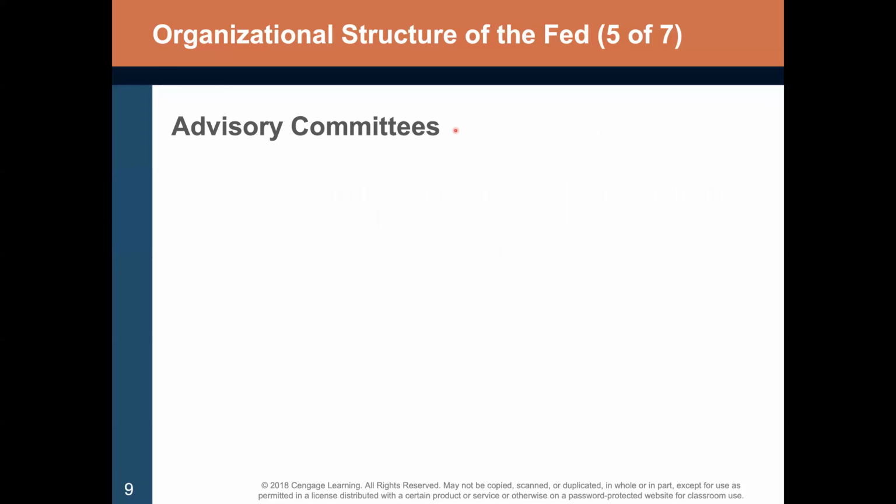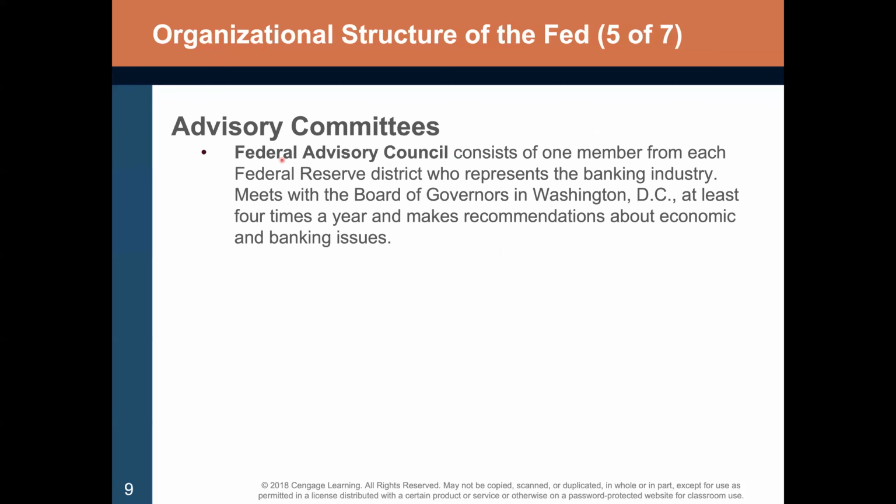There are also advisory committees. There's the Federal Advisory Council, which consists of 1 member from each Federal Reserve District who represents the banking industry, meets with the Board of Governors in Washington, D.C. at least 4 times a year and makes recommendations about economic and banking issues.